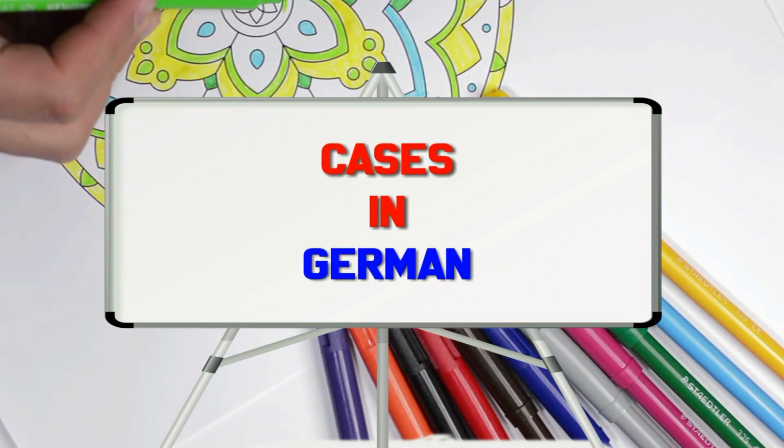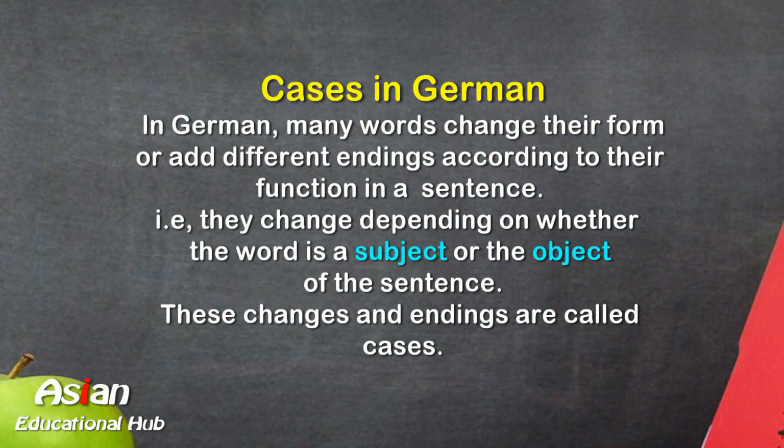So today we are going to learn cases in German. First of all, let us understand what cases in German are. In German, many words change their form or add different endings according to their function in a sentence. That is, they change depending on whether the word is a subject or the object of a sentence. And these changes and endings are called cases.